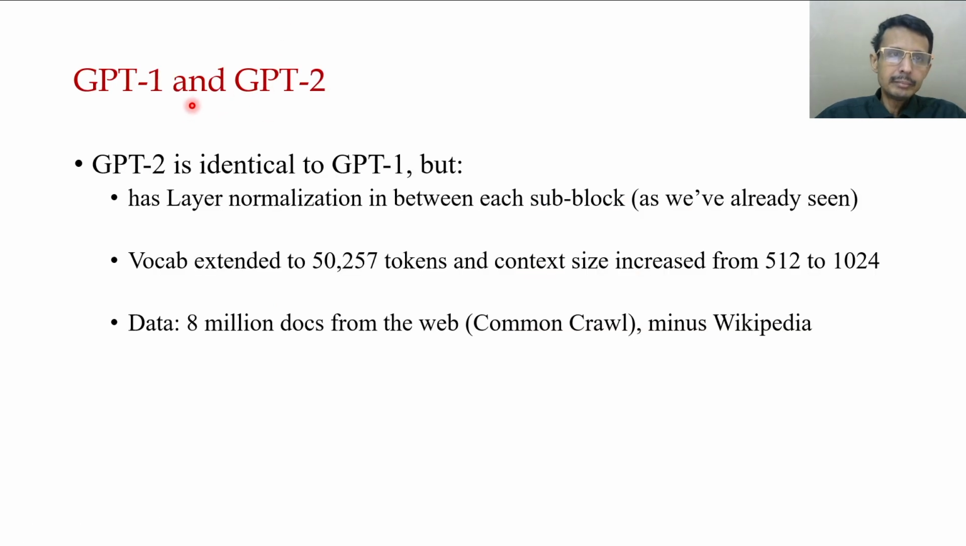Now what is the advantage of GPT-2 over GPT-1, or what is the difference? It's almost identical, but has a layer normalization in between each subblock, as you have already seen. The vocabulary used in training extended to 50,257 tokens, and the context has increased from 512 to 1024. The data it was trained on is 8 million documents from Common Crawl, but not Wikipedia. So these are the basic features.